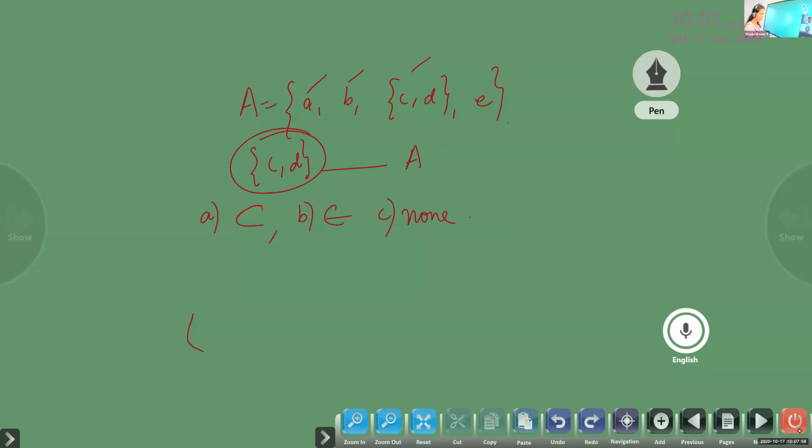Yes, children, say the answer. Gayatri, what is the answer? B. Okay, belongs. It belongs. That is the answer. Okay. The next one is the fifth one.